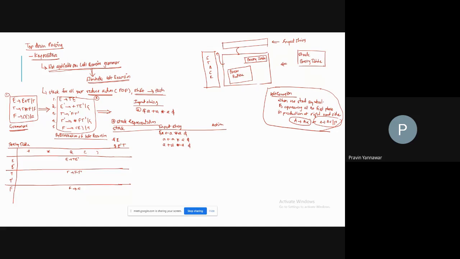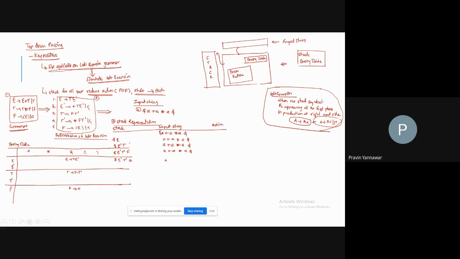Then T is FT', right? So it means $E'T'F. Are you getting my point? Now, what is the top of the stack? The top of the stack is F, and F is substituted as A, so it means $E'T'A, and now what you have got is A plus A star A and $.